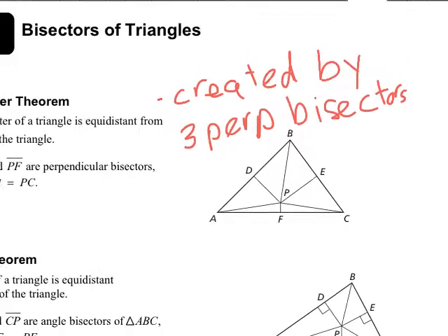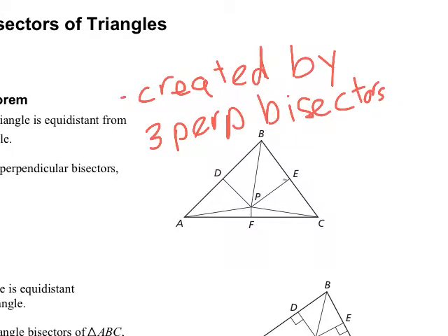So let's look at our picture here. We have a perpendicular bisector there, a perpendicular bisector there, a perpendicular bisector there. That means these are congruent, these are congruent, and that last set is congruent. So there are my three perpendicular bisectors, which then create my circumcenter, P in the middle. That's how it's created, and that's how we identify that it is a circumcenter.